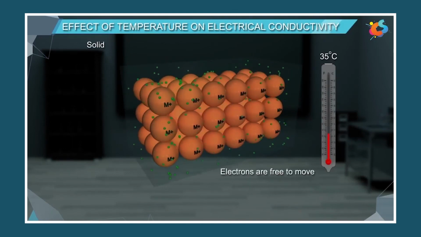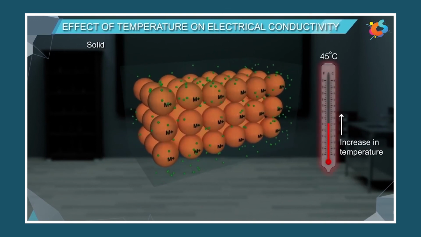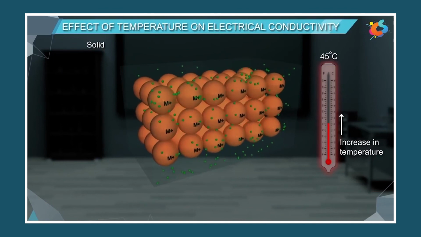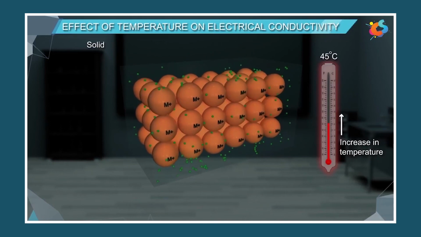Let us see the effect of temperature on electrical conductivity. Electrical conductivity of metals decreases with increase of temperature, whereas the conductivity of semiconductors increases with increase in temperature. Why? In a metallic crystal, the electrons are free to move throughout the crystal. However, the metal ions are fixed in positions and can only vibrate. When the metal is heated, the metal ions start vibrating more vigorously, and as a result, the motion of valence electrons through the crystal is hindered. Thus, electrical conductivity of metals decreases with increase in temperature.